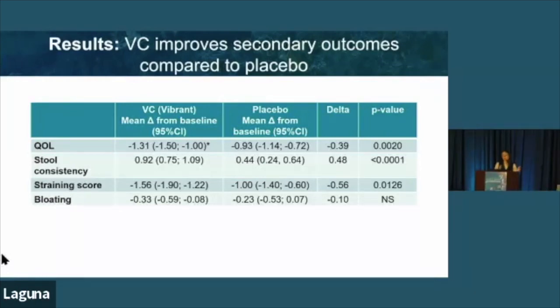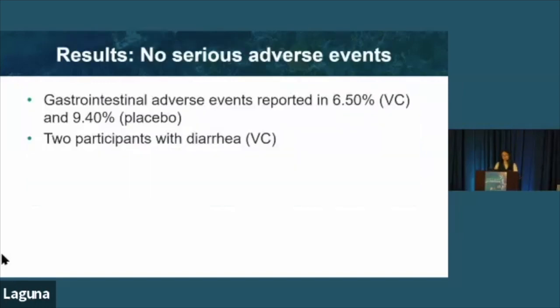This is a table that shows their secondary outcomes. And again, what was shown here was that the Vibrant capsule did significantly improve several secondary outcomes, including straining score, stool consistency, and quality of life. There were no significant differences in bloating scores. They did, as I had mentioned, record adverse events, which were reported in about 6.5% of those assigned to the capsule and 9.4% assigned to placebo. 2 participants with Vibrant capsule actually reported diarrhea, but there were no serious adverse events.